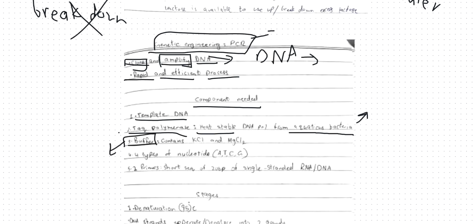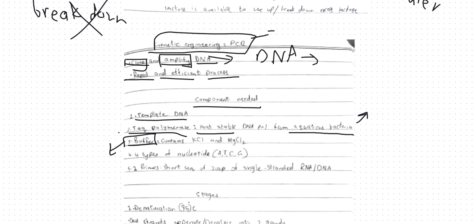Someone has a question. Are acetylation and methylation not required in gene expression? Acetylation and methylation, what? No, I don't think so. What I just explained was gene regulation, not gene expression. And I've not heard about acetylation and methylation in either A levels or IGCSE. So I don't know what you're talking about. But let's move on with buffers.